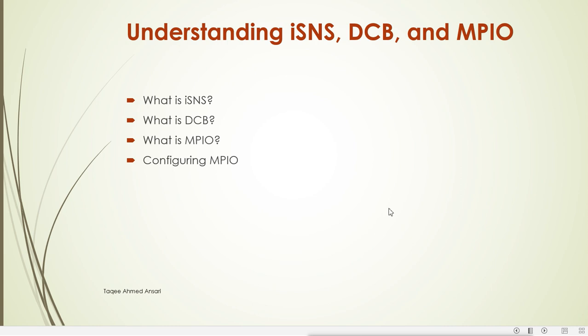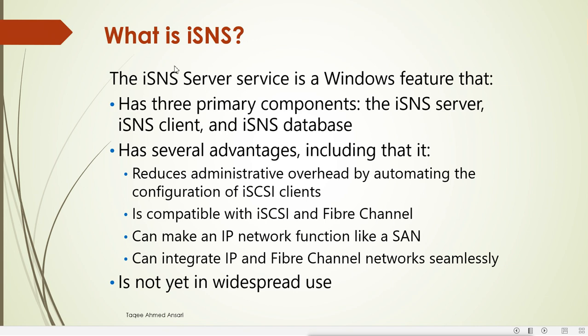Understanding these iSNS, DCB, and MPIO. Now, what are these things? First, this iSNS. The iSNS server service is a Windows feature that has three primary components: the iSNS server, iSNS client, and iSNS database. It has several advantages. What are the advantages it has?